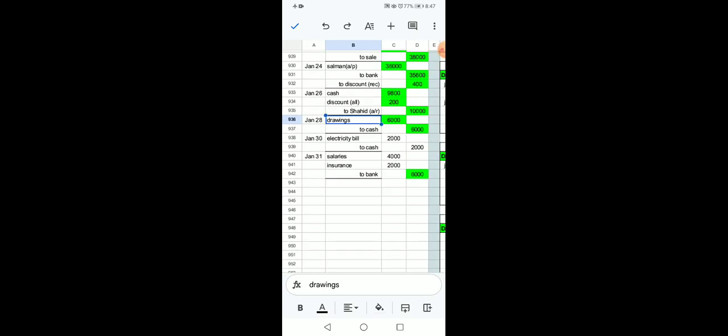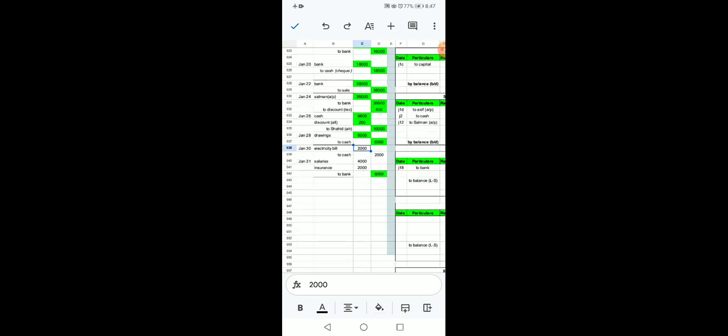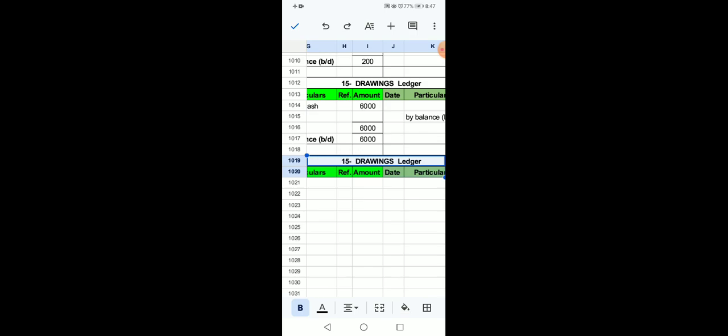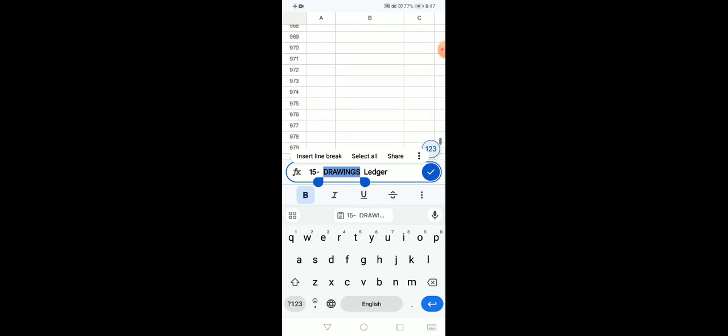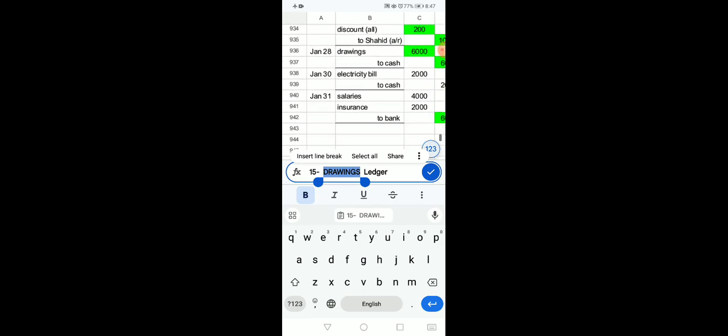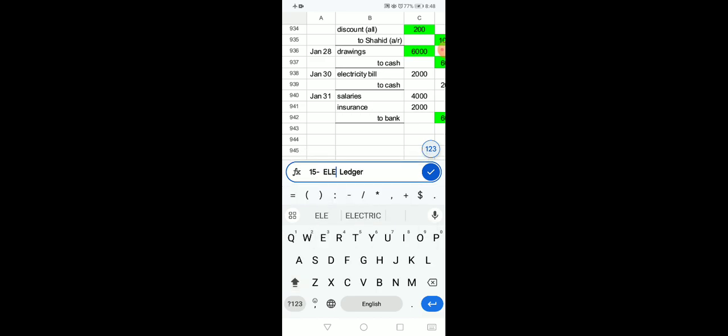The next unmarked element is the electricity bill. So you are going to make a ledger for the electricity bill. What you will do is take the headings from the previous ledger and use the same headings for making the next ledger, just by changing the title. After drawings, the unmarked element was the electricity bill. So you are going to make the electricity bill ledger and change the number. It is the 16th ledger. All right. So we will be focusing on electricity only.